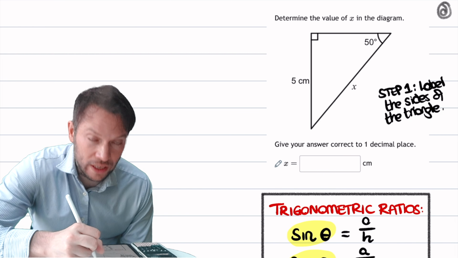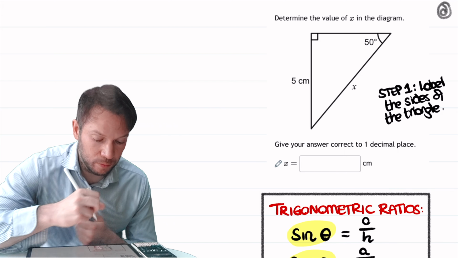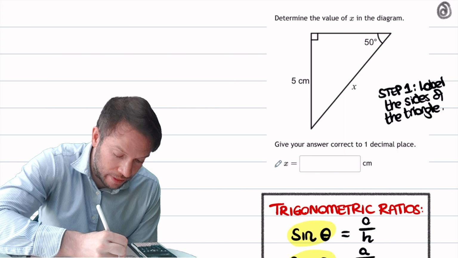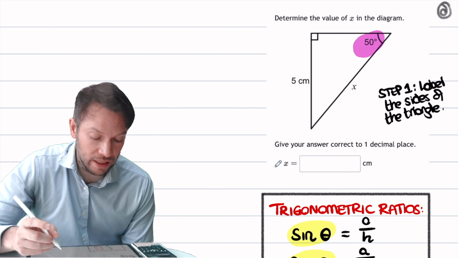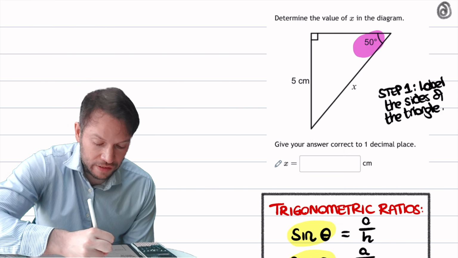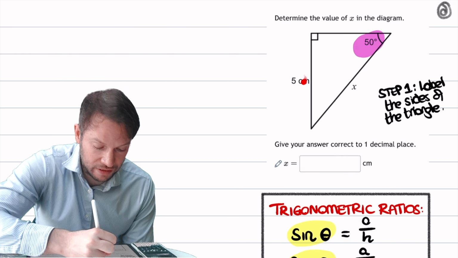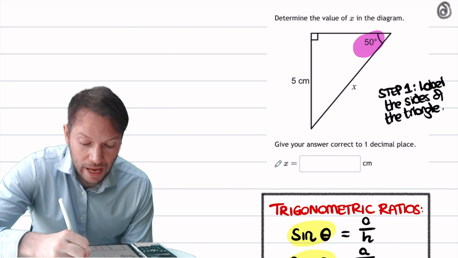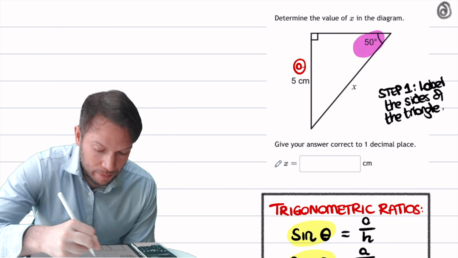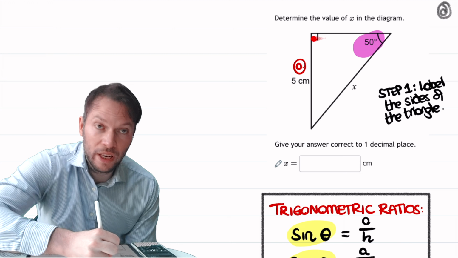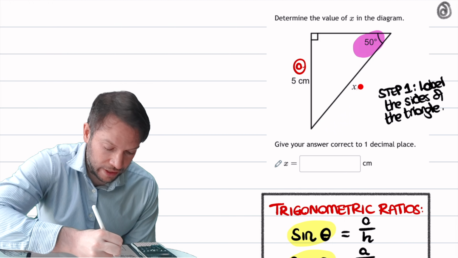Now let's identify what the angle of interest is first. Well, we ignore the 90-degree angle, and this is the angle of interest, the one angle that's given, and then we label the sides relative to that. Now we can see that this side given here, 5 centimeters, that's opposite this angle, and that's known as the opposite. So let's put O for opposite. Now this side is not labeled, so we can ignore it. And this side has got the X on it.